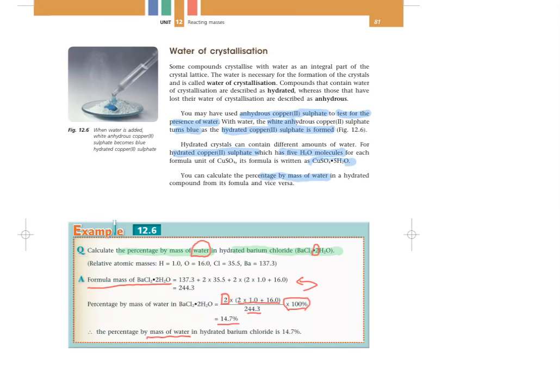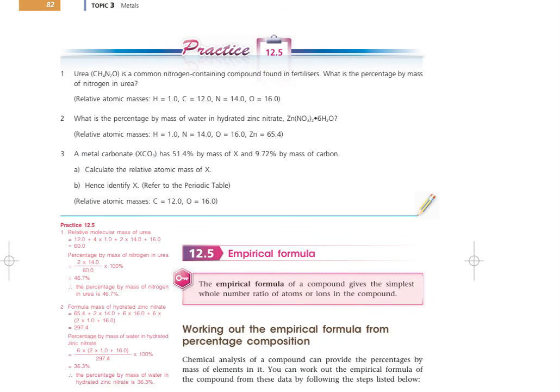Once you understand the percentage by mass of an element in a compound, just try to finish these 3 practice questions, and after that check the answers. After this, I will give you homework related to calculations involving moles and masses, and also percentage by mass. Okay, thank you.